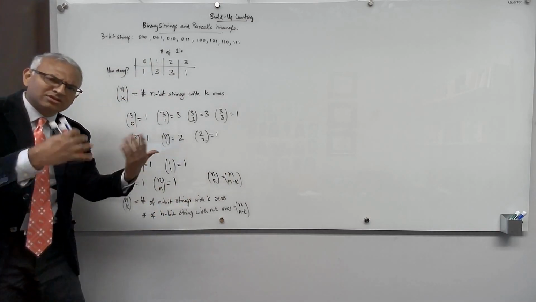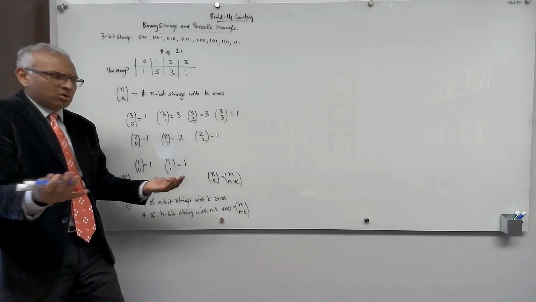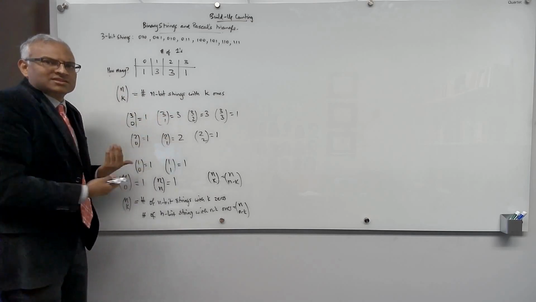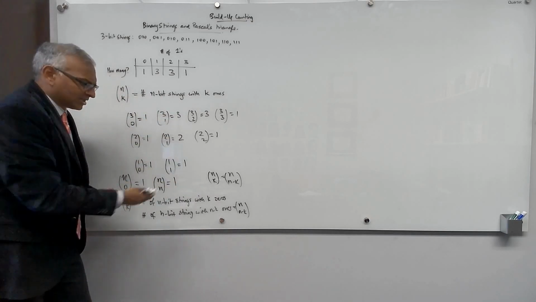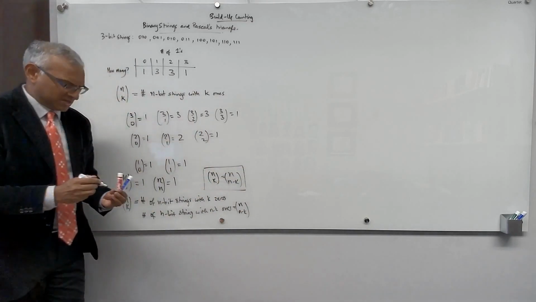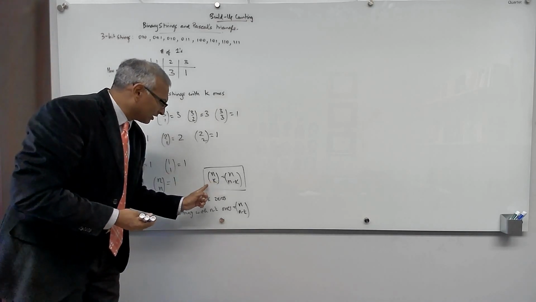And we derived this without knowing anything about any formula for (n choose k). This must hold just by virtue of the symmetry between zeros and ones. When we're counting strings with k ones, it's the same as counting strings with k zeros, but k zeros means n minus k ones. This is a fundamental identity. It's a symmetry identity, right? And we derived it with what's called a combinatorial argument, i.e. without knowing what this formula is.